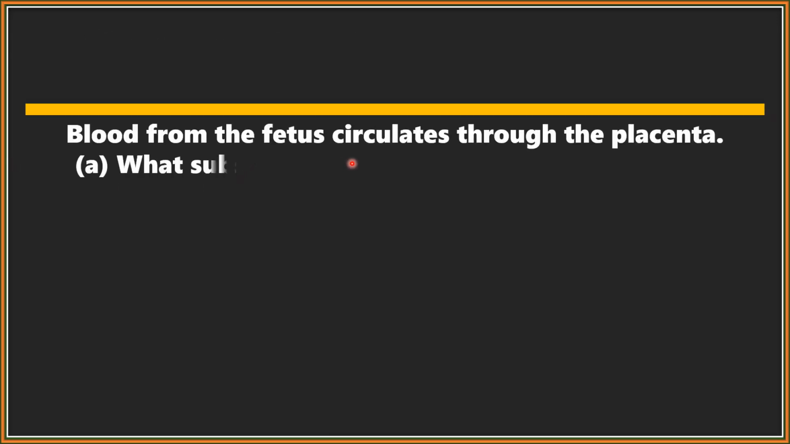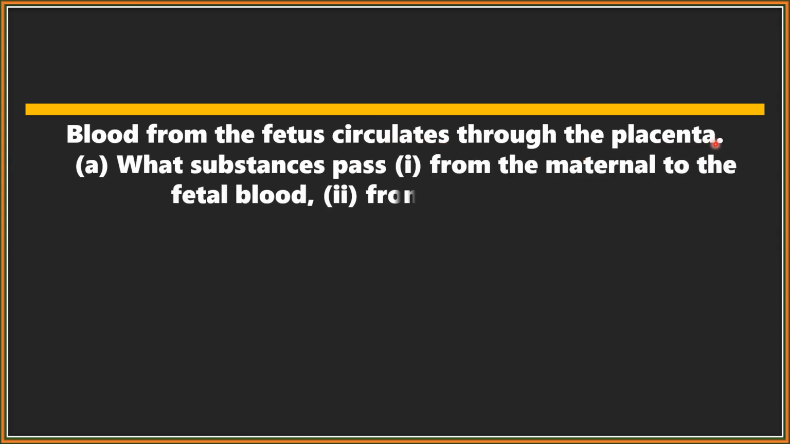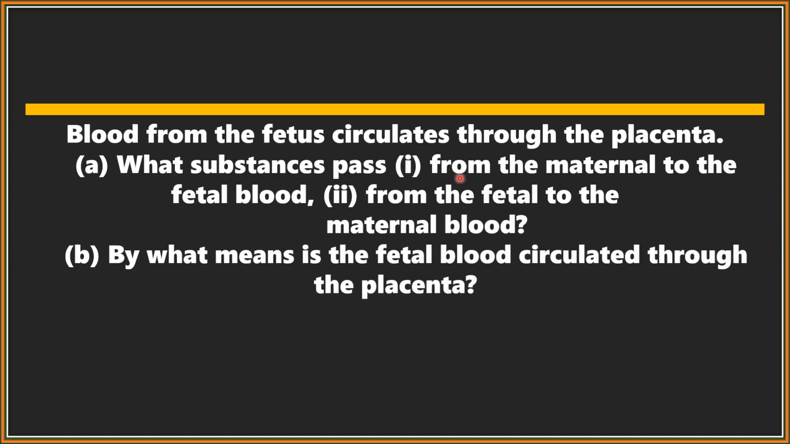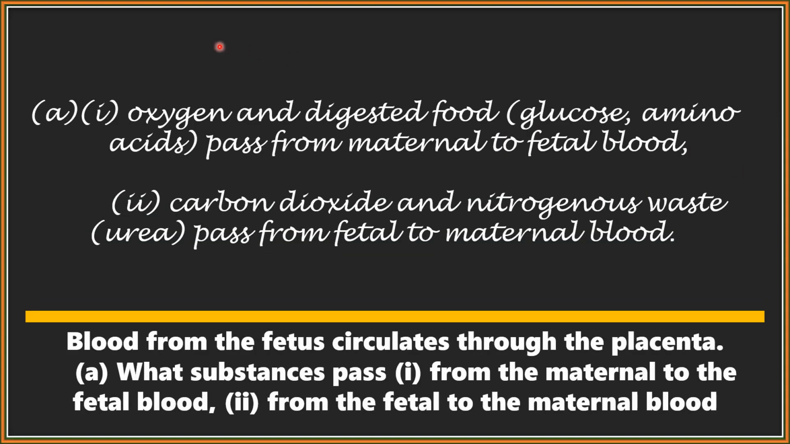Blood from the fetus circulates through the placenta. A. What substances pass from the maternal to the fetal blood? 2. From the fetal to the maternal blood. B. By what means is the fetal blood circulated through the placenta? What substances pass from the maternal to the fetal blood?